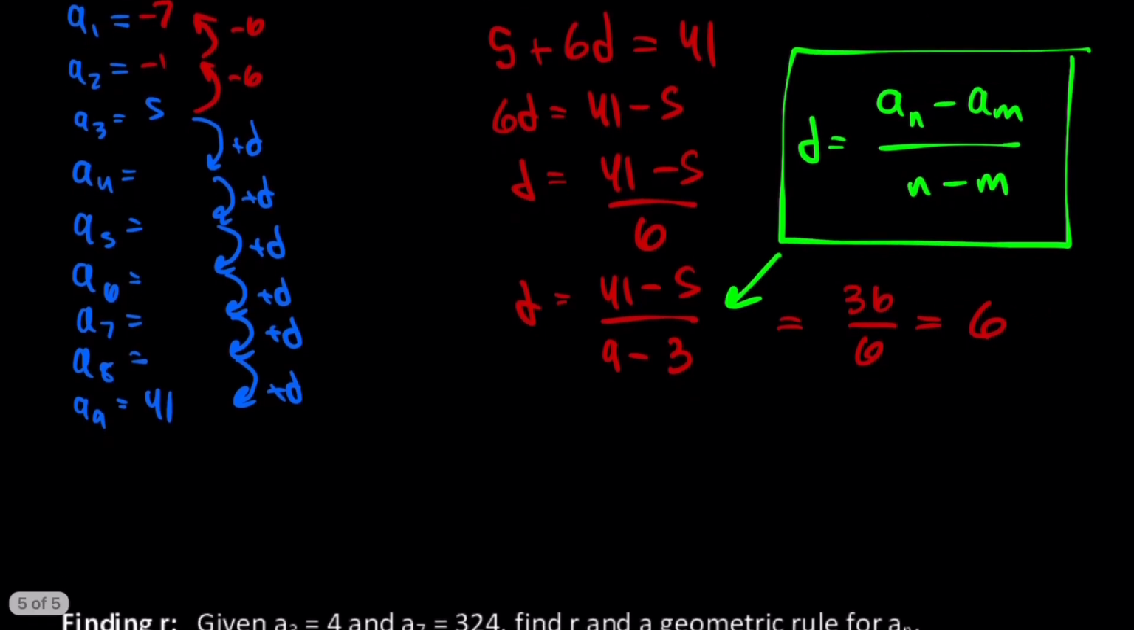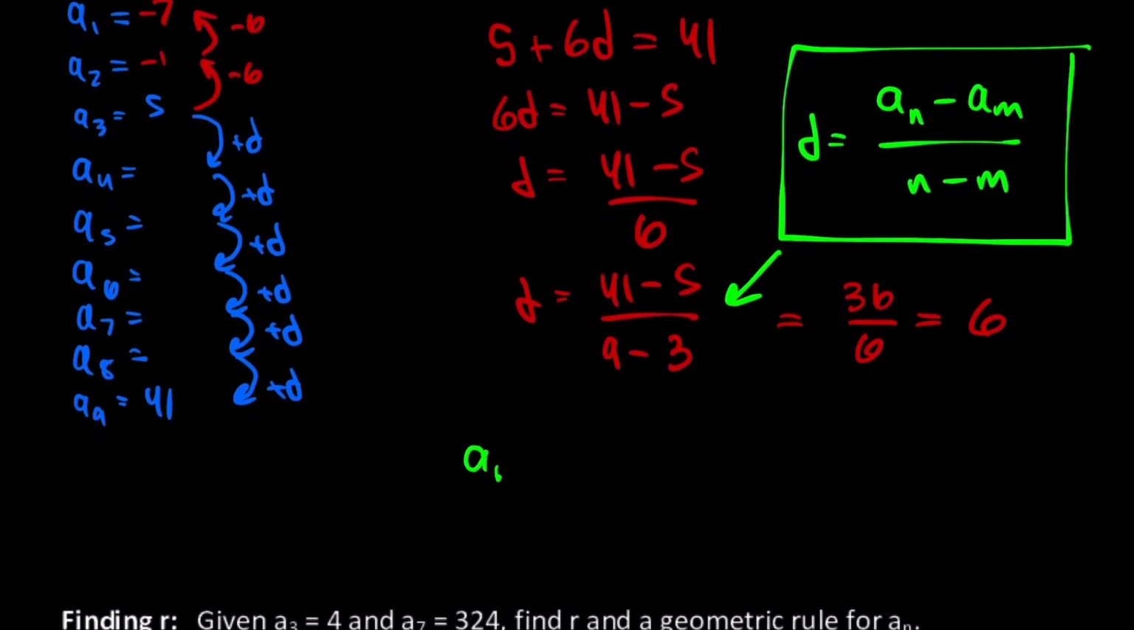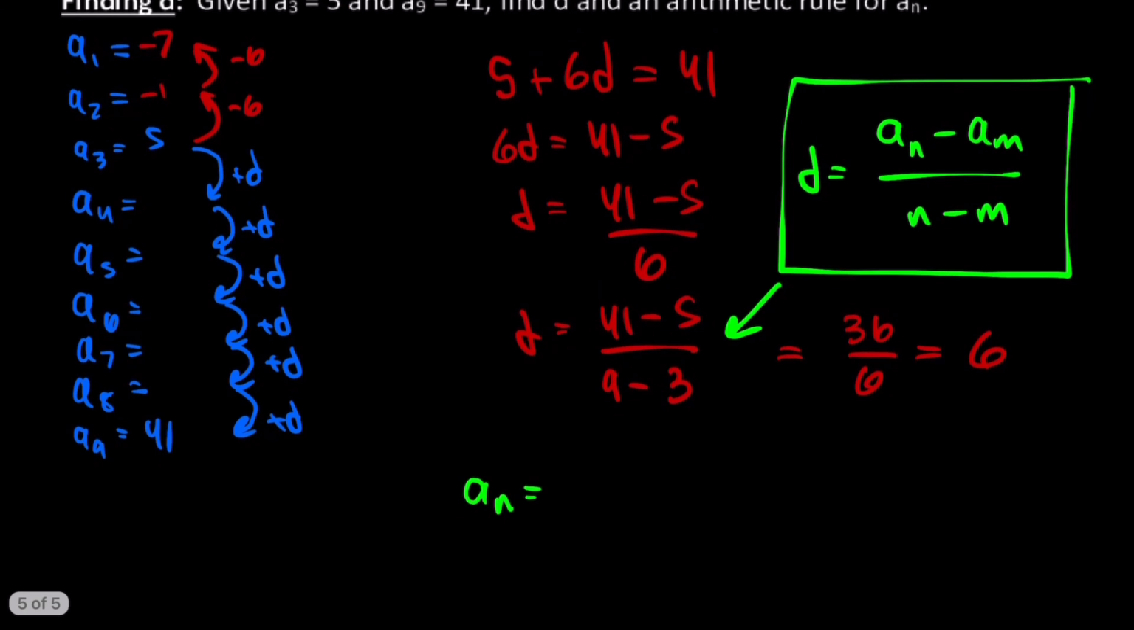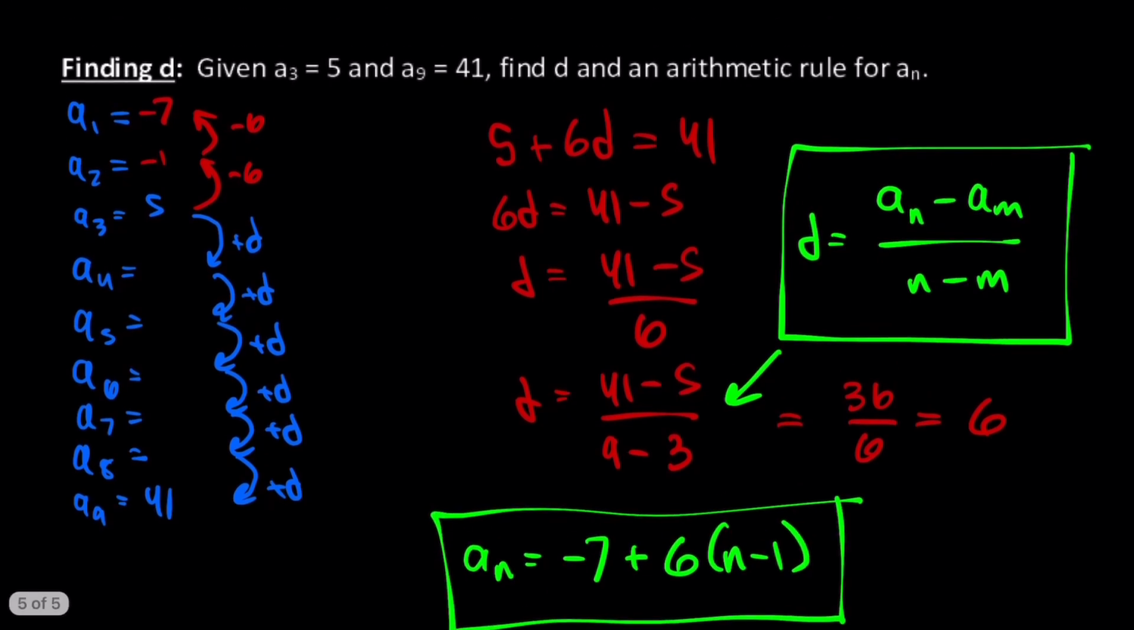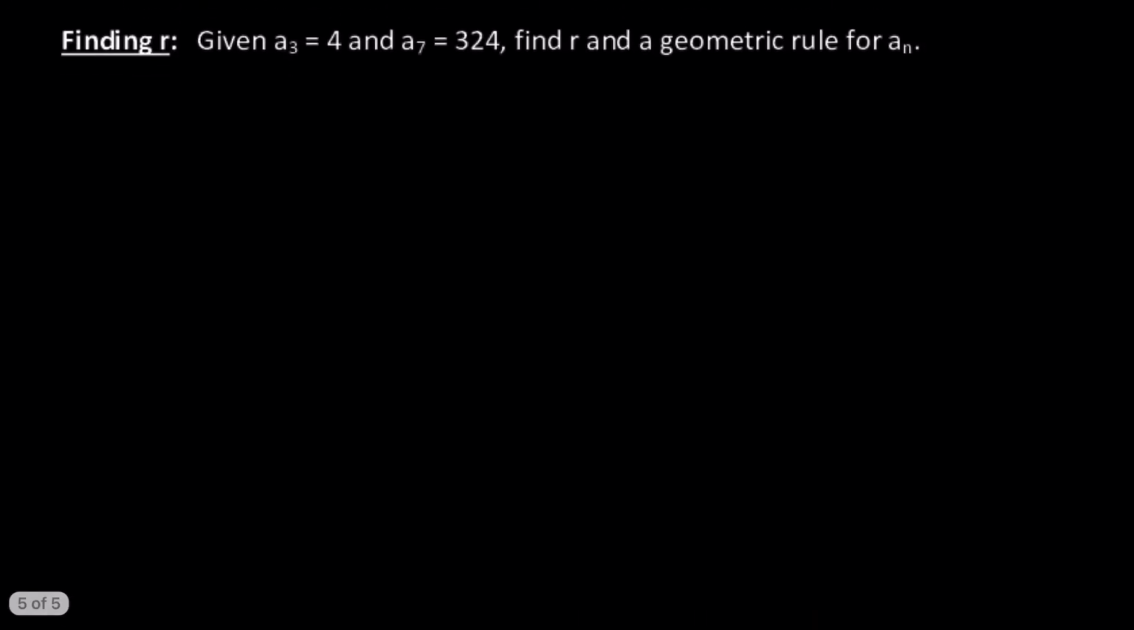So look at this. I could go even further and find an a sub n rule. A sub n equals a sub 1, which we just got to be negative 7, plus D, which is 6, times n minus 1. This is something you'll need to be able to do. I will give you 2 non-consecutive terms in an arithmetic sequence, and you have to come up with this rule, and then maybe find the 100th term or something to that effect. Okay, and lastly, let's do the same thing here for R.